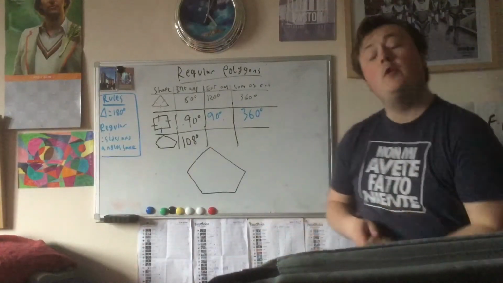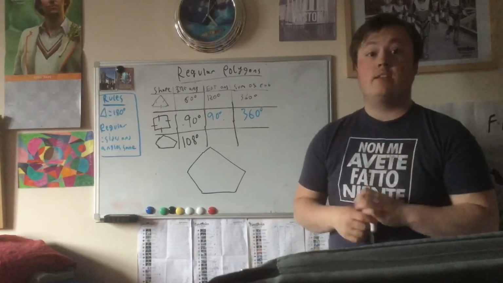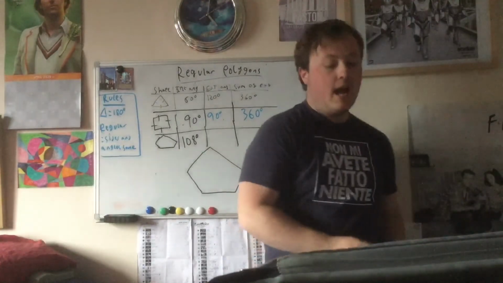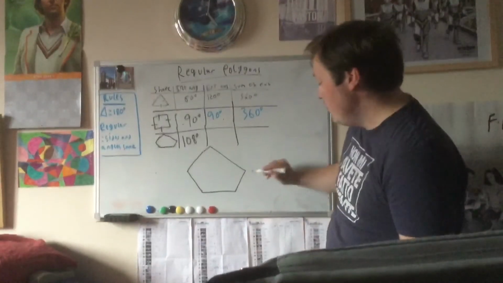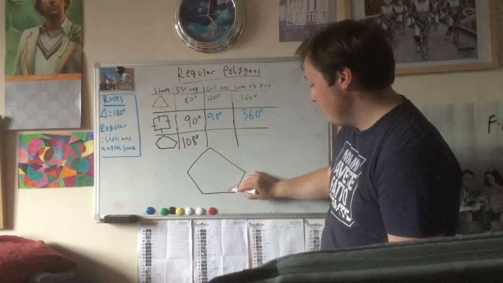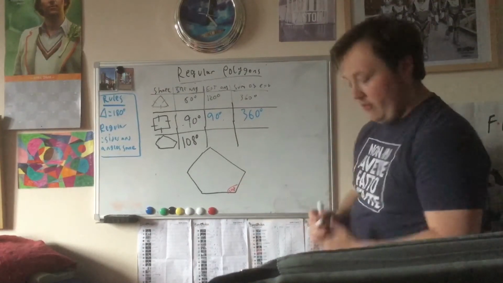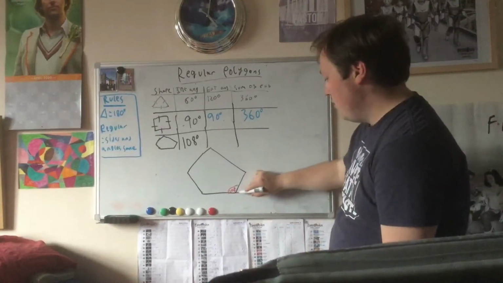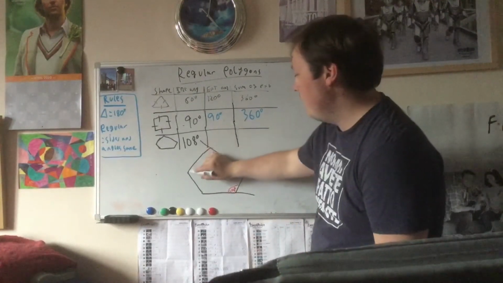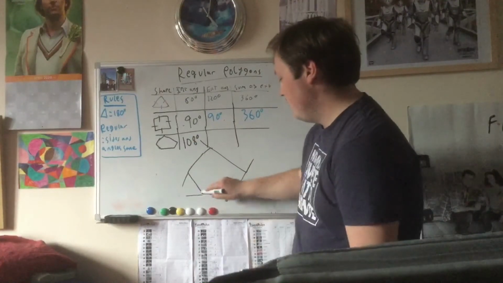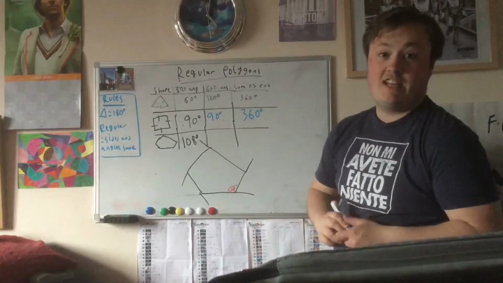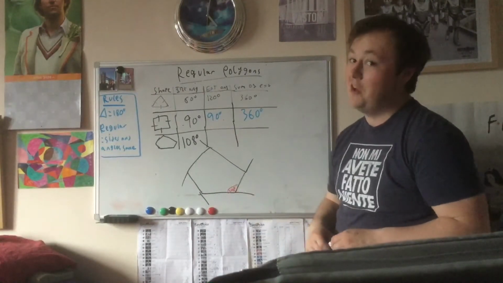So now let's try one with a regular pentagon, a 5-sided shape. So we found out that the interior angles yesterday were 108 degrees. Awesome. So what do we do? We extend the sides. So 1, 2, 3, 4, 5. Make sure you extend the sides properly. Don't make the same mistake I did.